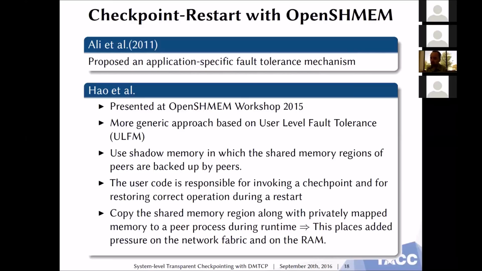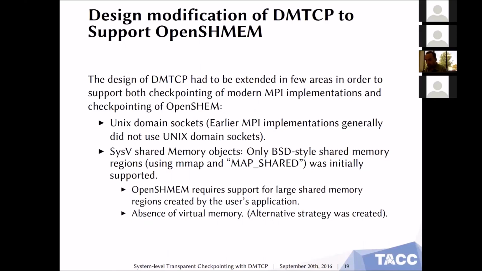So with DMTCP, when you have to checkpoint everything while running your OpenSHMEM code, we discovered some issues. So we had to extend the design of DMTCP in a few areas in order to support both checkpointing of modern MPI implementations and checkpointing of OpenSHMEM. The first thing was support of Unix domain sockets, because earlier MPI implementations didn't use Unix domain sockets. And the second thing was support for SysV shared memory objects, because inside MTCP originally only BSD style shared memory regions were supported.